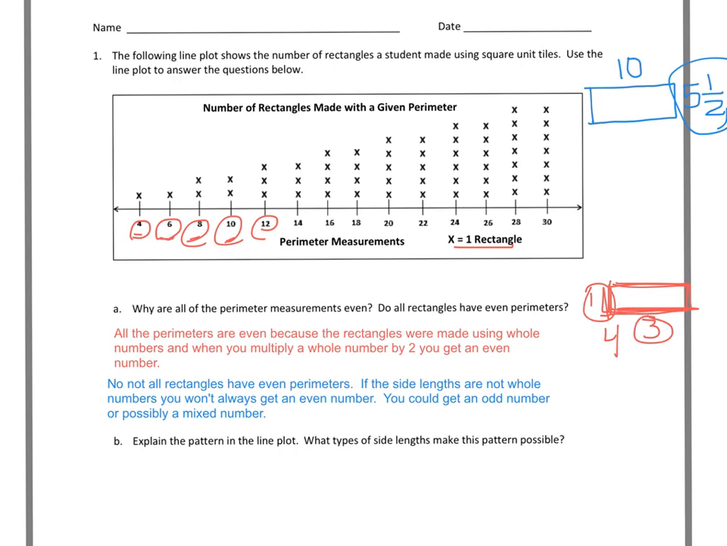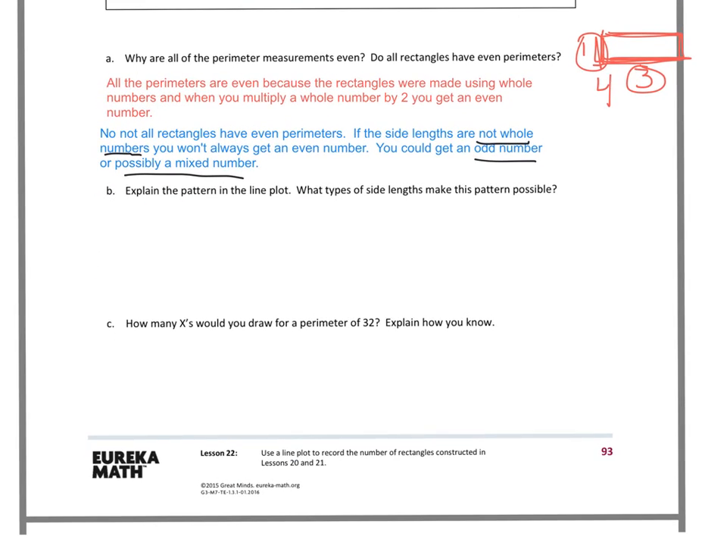And the big one we want to keep in mind is that if the side lengths are not whole numbers, then you won't always get an even number. Sometimes you will, but sometimes you won't. You could get an odd number or possibly a mixed number, meaning a whole number and a fraction, or we could even put decimals in there as well. So let's move down and take a look at C.